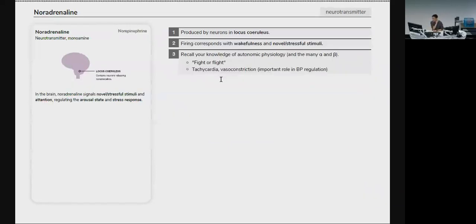So noradrenaline, you'll know noradrenaline from your teaching in the autonomic nervous system. It's all to do with this fight or flight response. And in the brain specifically, it's produced by neurons located in this area called the locus coeruleus. You don't really need to know the area, but I think it's helpful to know where things are located. And just like in the periphery where things are to do with fight or flight, noradrenaline in the brain is all to do with wakefulness and stressful stimuli and responses to attention and that kind of arousal state. So that's the gist. Noradrenaline is still that fight or flight response even in the brain.